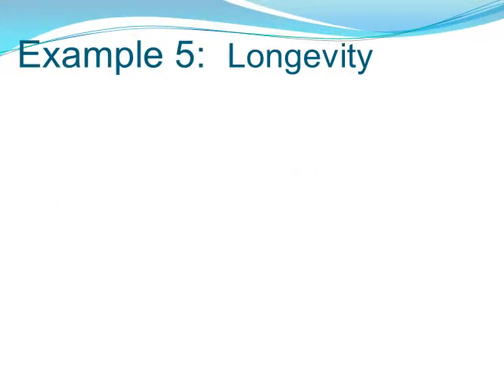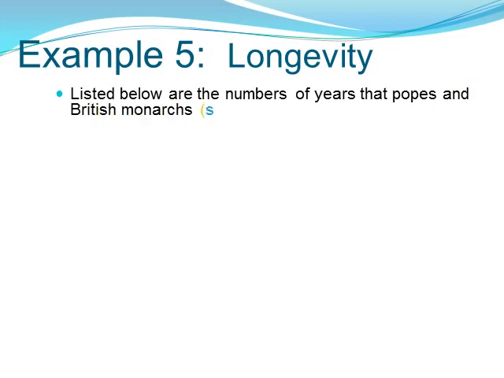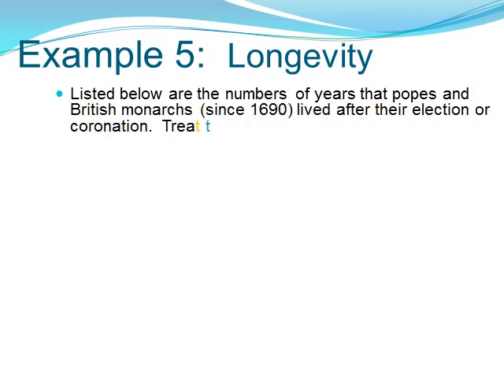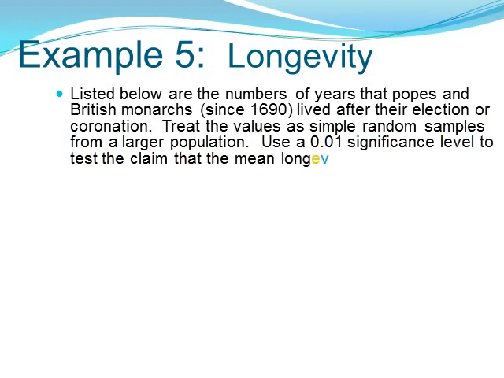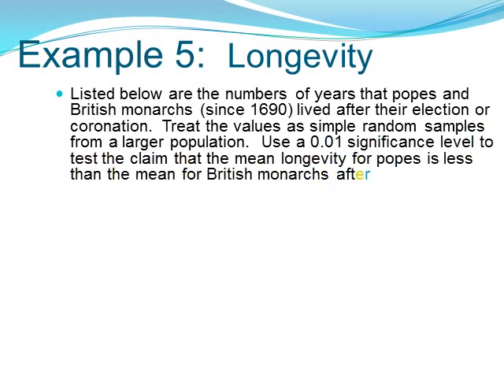For our fifth example, we're going to look at a statistical test involving longevity. Listed below are the numbers of years that popes and British monarchs since 1690 lived after their election or coronation. Treat the values as simple random samples from a larger population. Use a 0.01 significance level to test the claim that the mean longevity for popes is less than the mean for British monarchs after their coronation.